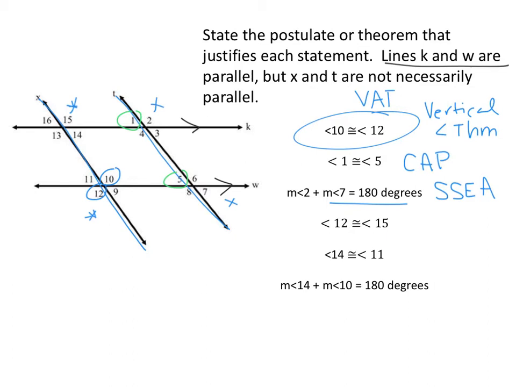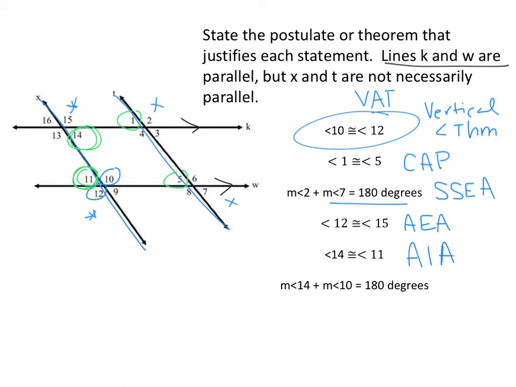So by the alternate exterior angles theorem. And then why is 14 congruent to 11? So what's special about 14 and 11? Well, 14 and 11 are on the interior and they're alternating with this transversal. So if they're alternating and in the interior, then by the alternate interior angles theorem, they are congruent.